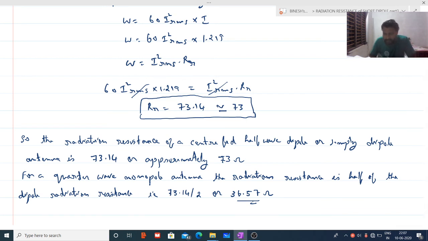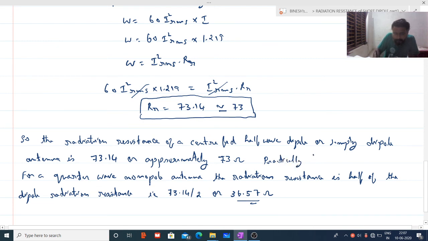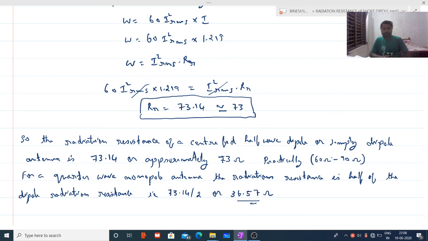So in the practical case, this value will range from 60 to 90 ohm. Practically, the value of radiation resistance will be ranging from 60 ohm to 90 ohm. Just write that one. In between that only you will get in the practical case. This 73 ohm is only for theoretical conditions. Okay.